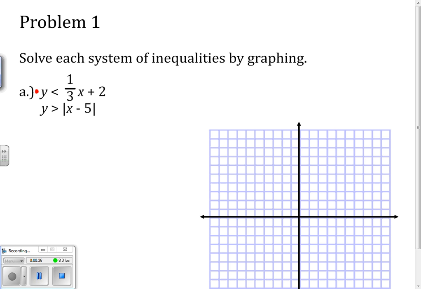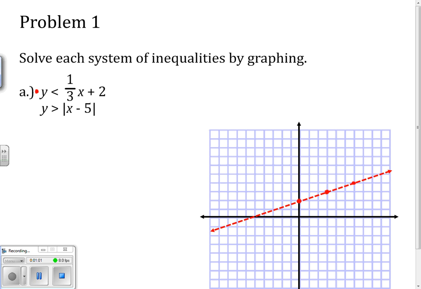It's a line. It's very important that you know the difference between lines and absolute values. It's not a V-shaped graph because it doesn't have the absolute value bars. And it is ready to be graphed. It's a line that crosses at positive 2. From there goes up 1 and to the right 3 a few times. Before you draw it in, take a look. It is dashed. So make sure you dash the line.